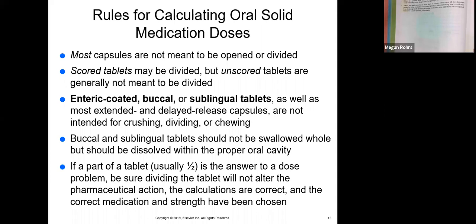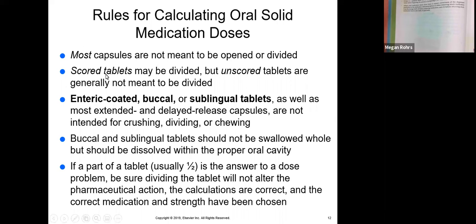So some rules here. Most capsules should not be opened or divided. However, some are specifically made for that reason. Spansules are made to be opened and put into food, something like that, but generally, most capsules should not be opened.